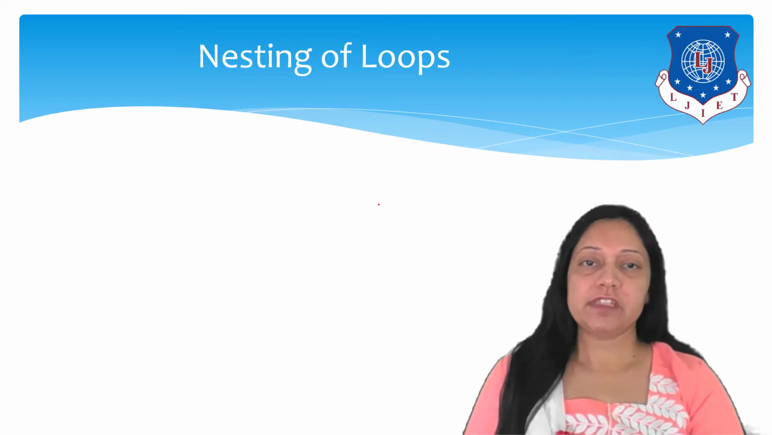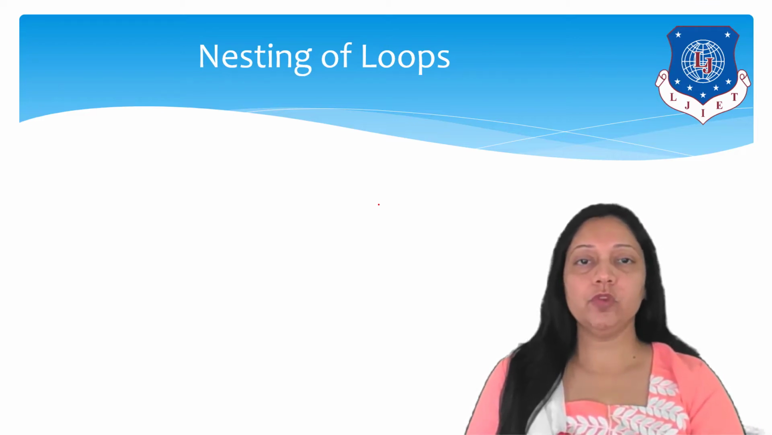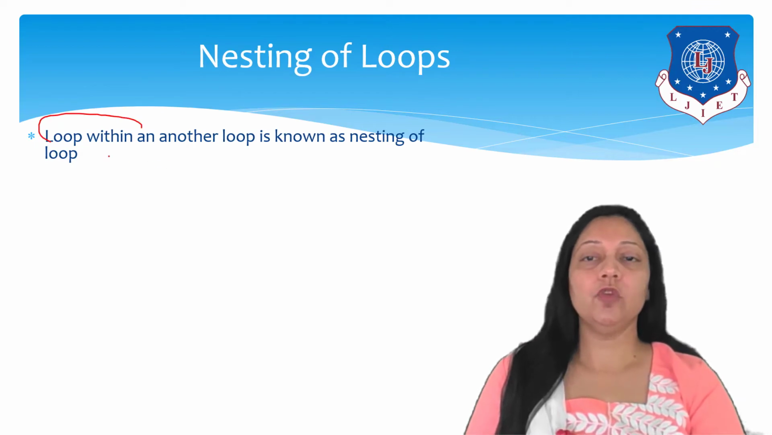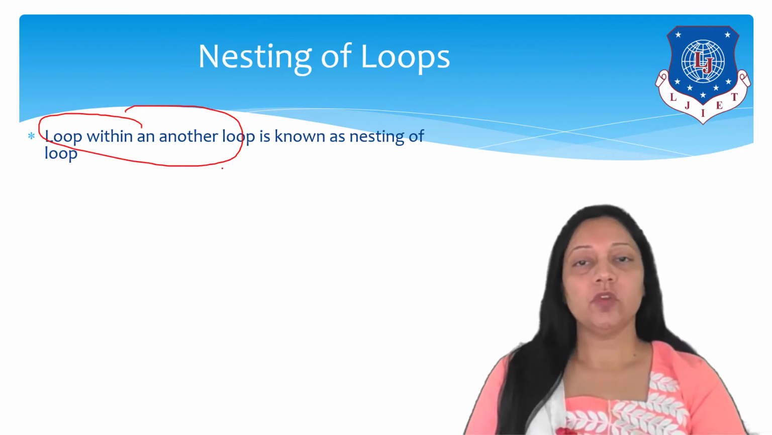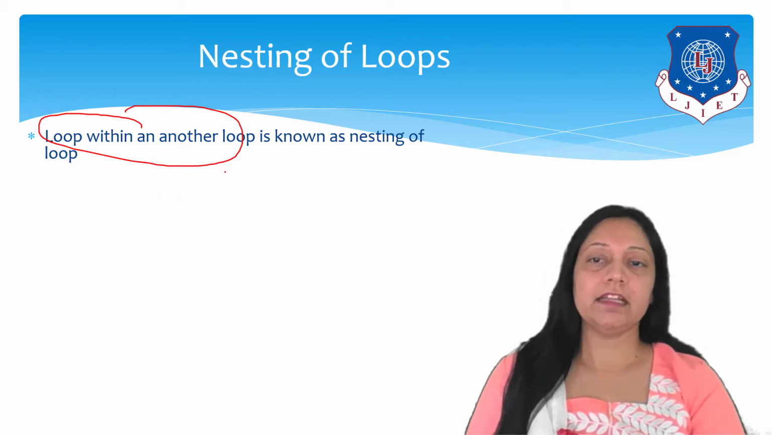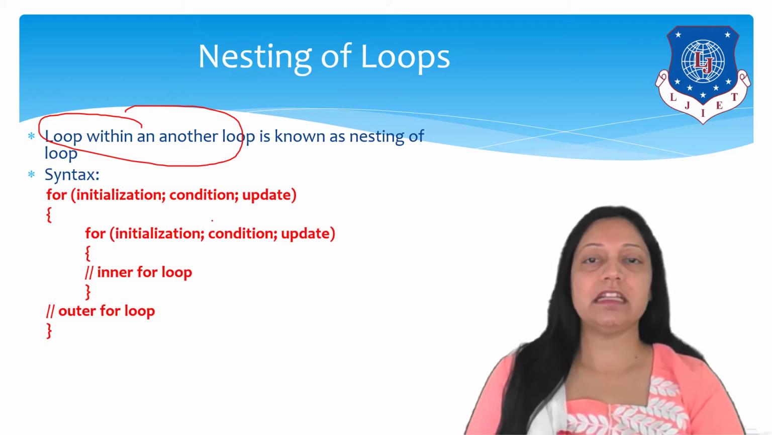In the last video we have seen loops, that is while loop, do while loop and for loop. Today we are going to see how to nest all these loops together. So what is nesting? Nesting means a loop within another loop. What do you understand by a loop within another loop? Let's understand this with the syntax.